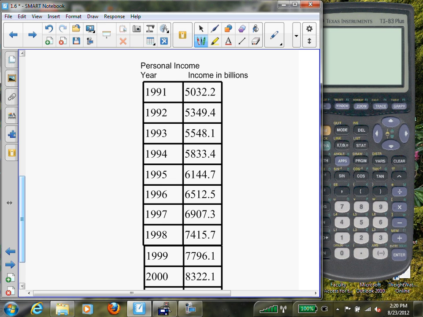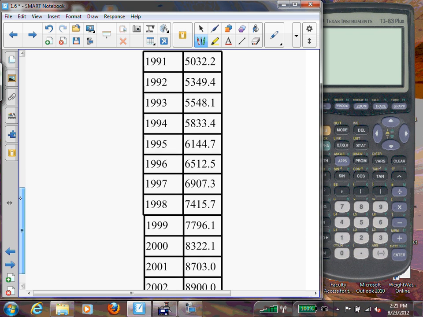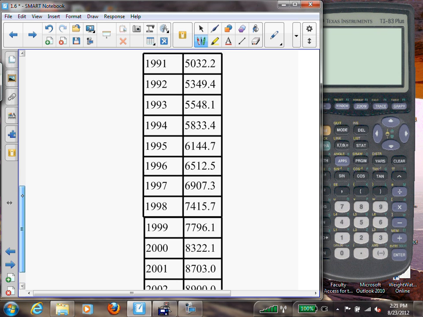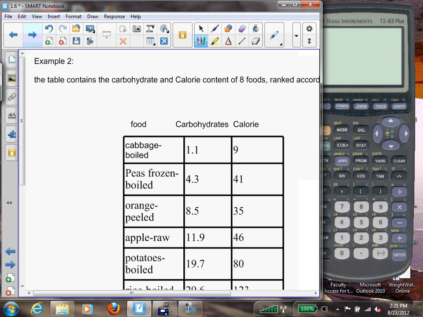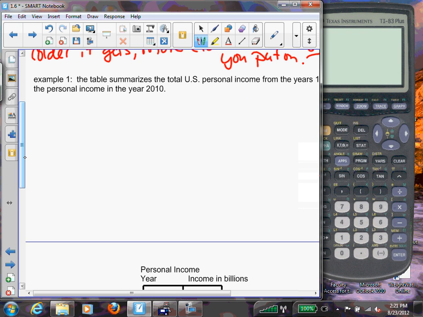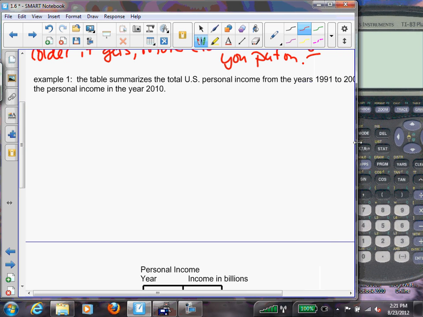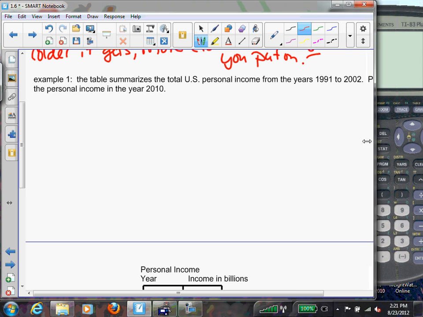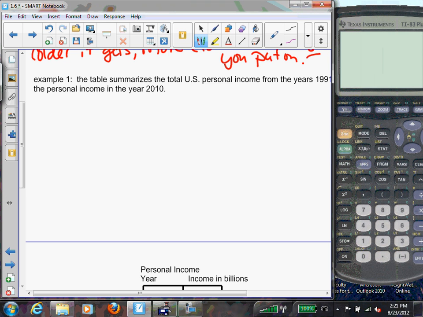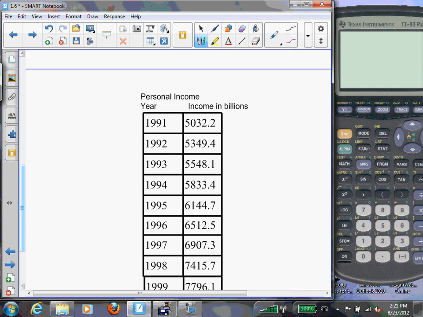Lines of regression. All right, so here, personal income. The year is 1991, $5,032.2 billion of income. So we're looking at between 1991 and the year 2002. It's asking for the income from the years. Okay, so if we're going to predict the income, we want to see if it's linear, or a line. We're going to use our calculator to do this.